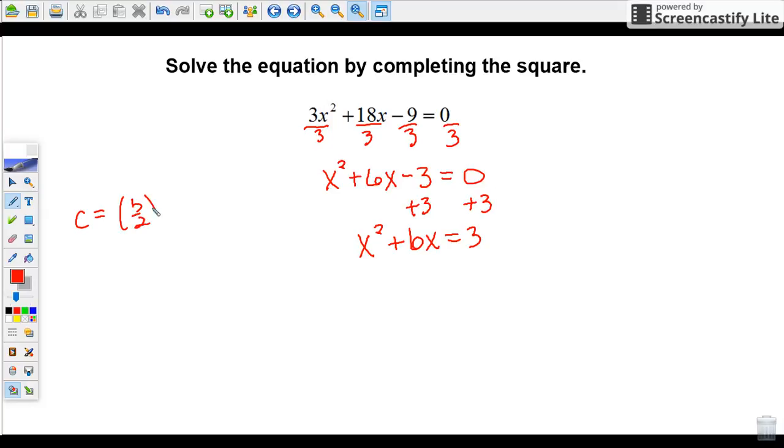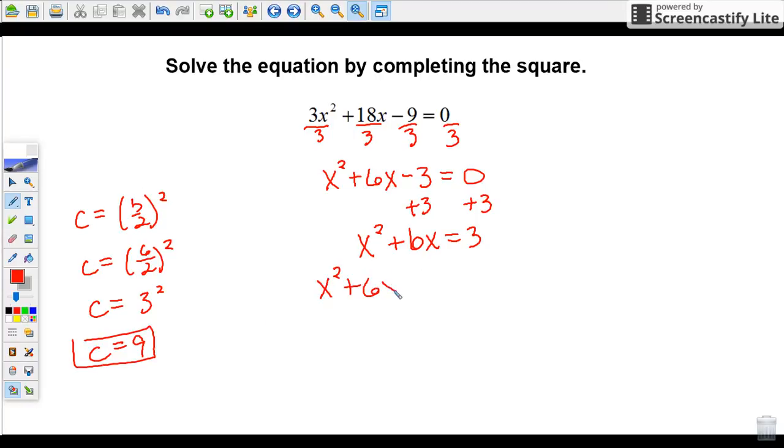Half of b, squared. b is 6, so 6 divided by 2 squared. That's 3 squared, so c is going to be 9. I have to add 9 to both sides of this. x squared plus 6x plus 9 equals 3 plus 9. This is a perfect square trinomial. It is x plus 3 squared.